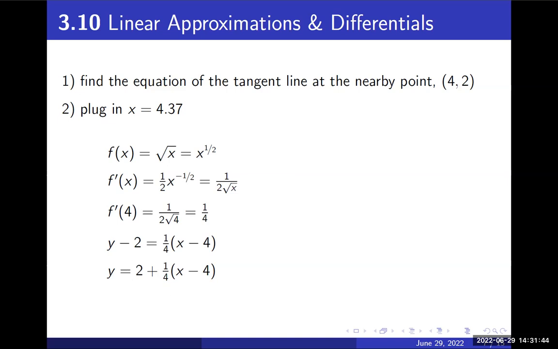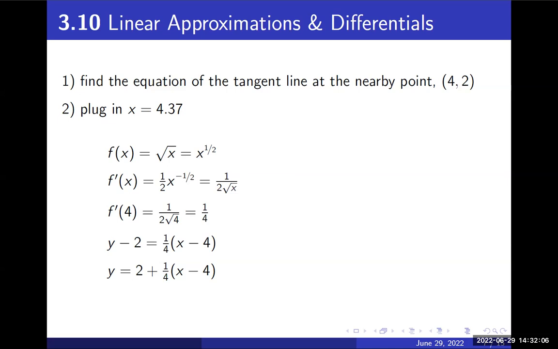There's a reason for that. So we're going to leave this unsimplified, if you will. We'll come back to this later to make sense of why we're not simplifying. So let's just call it the equation of the tangent line, y equals 2 plus 1/4 times x minus 4. Okay, great. We found the equation of the tangent line there.